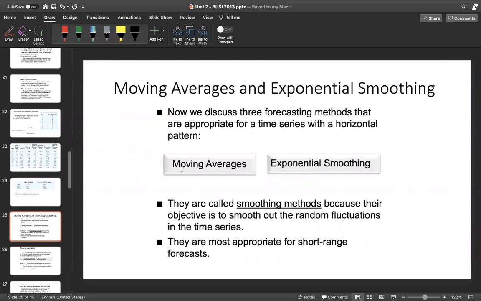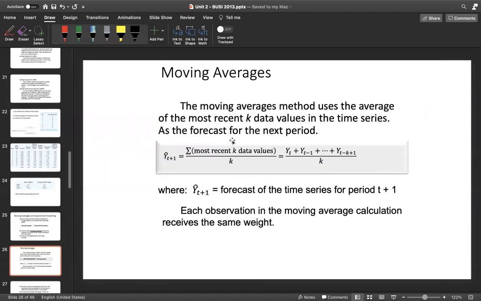First of all, let's talk about moving averages. So this is the general formula for moving average. And the K here would be the number of most recent K data values in the formula. So a moving average of 4 would be the average of the K most recent data values.